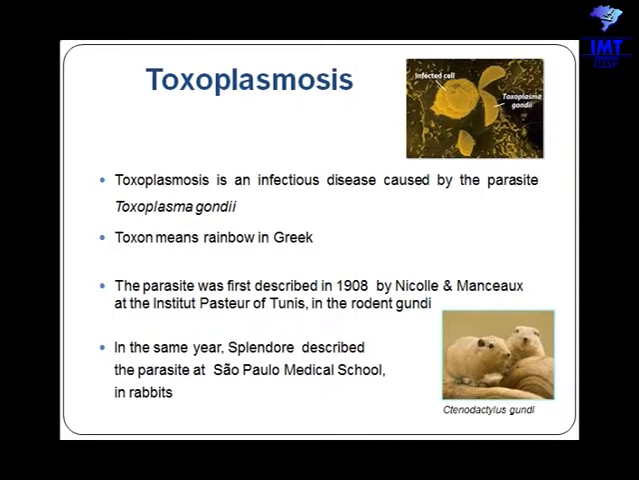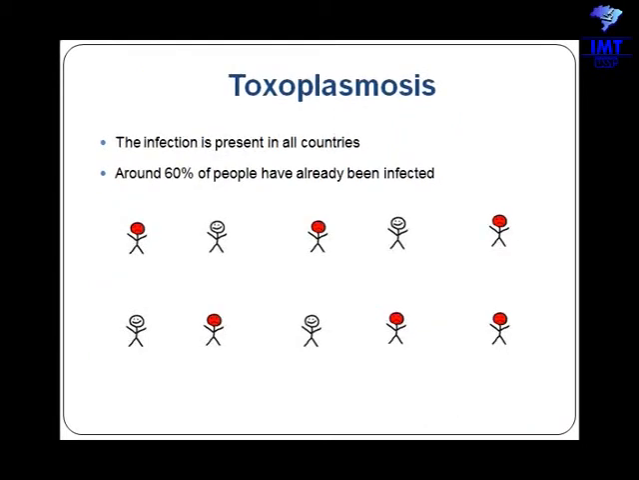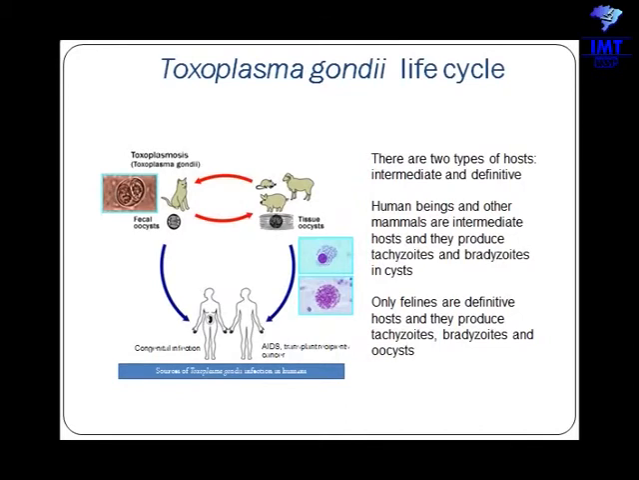Toxoplasmosis is an infectious disease caused by the parasite Toxoplasma gondii. Toxo means rainbow in Greek. The parasite was first described in 1908 by Nicolle and Manceaux at the Institut Pasteur of Tunis in the gondi rodent. In the same year, Splendore described the parasite at the São Paulo Medical School in rabbits. The infection is present in all countries. Around 60% of people have already been infected.